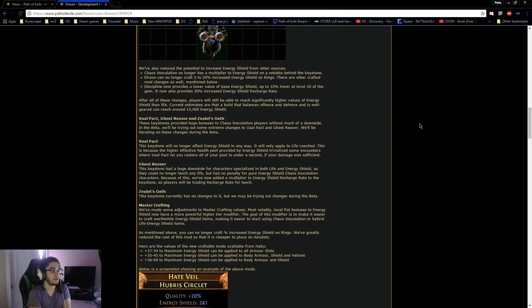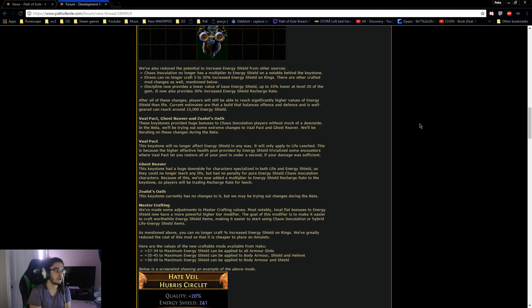Actually wait, there are other crafted mod changes as well mentioned below. Discipline now provides a lower value of base energy shield, up to 33% lower at level 20. However, it also provides 30% increased energy shield recharge rate. I think that's nice. I think adding a little bit of something different to the discipline gem is not necessarily too bad.